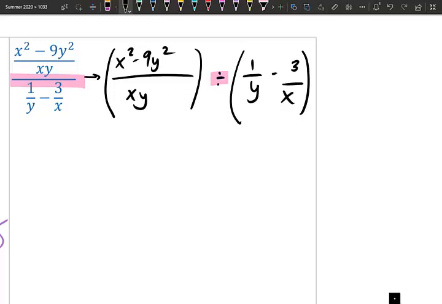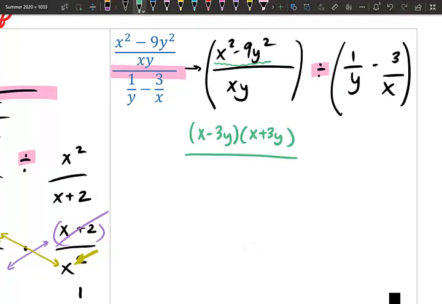Okay. So I want to break this down. I want to see if I can simplify anything. So here on top, can I simplify anything? I totally can. It's not that they have something in common, but it's a difference of squares. Excuse me. So it's a difference of squares. So we have x minus 3y and then x plus 3y. So we factored that, and that's all over xy.